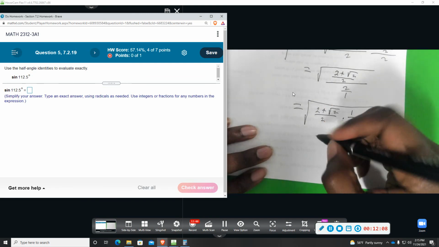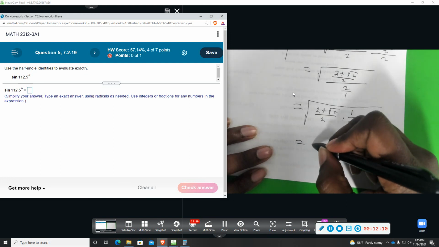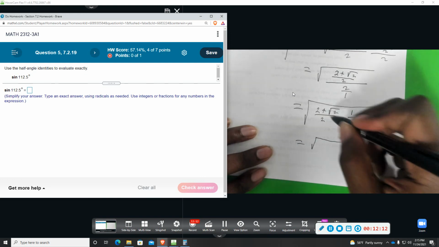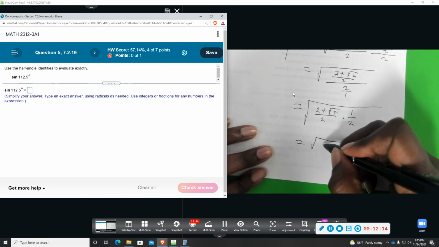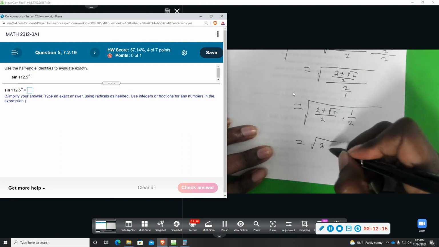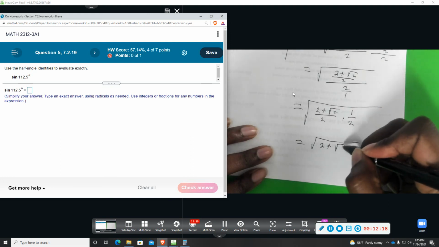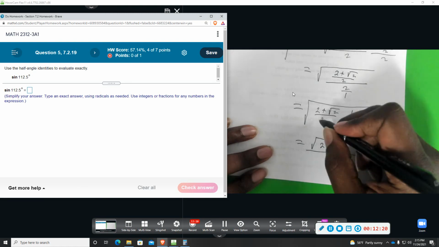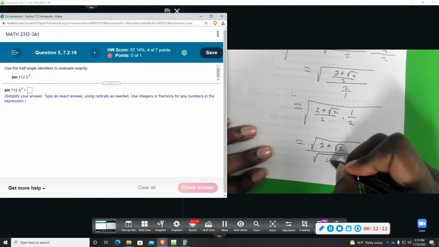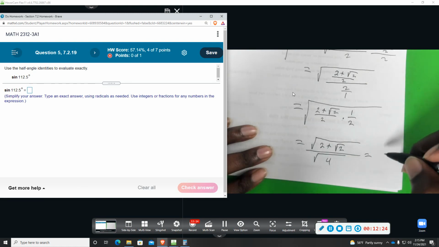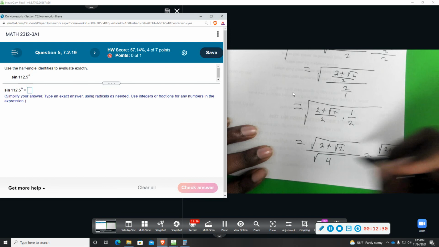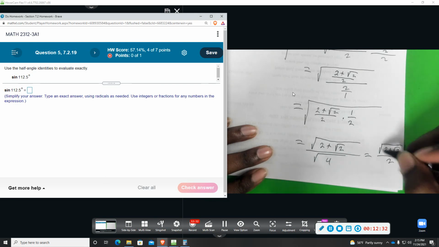And 1 times anything is going to be itself. So I got a big square root, so I'm just going to put square root on the top part. So all of this is 2, and then plus square root of 2. On the bottom, 2 times 2 is 4. And then when you simplify, we get square root of 2 plus square root of 2, over square root of 4, which is 2. This is what we get.